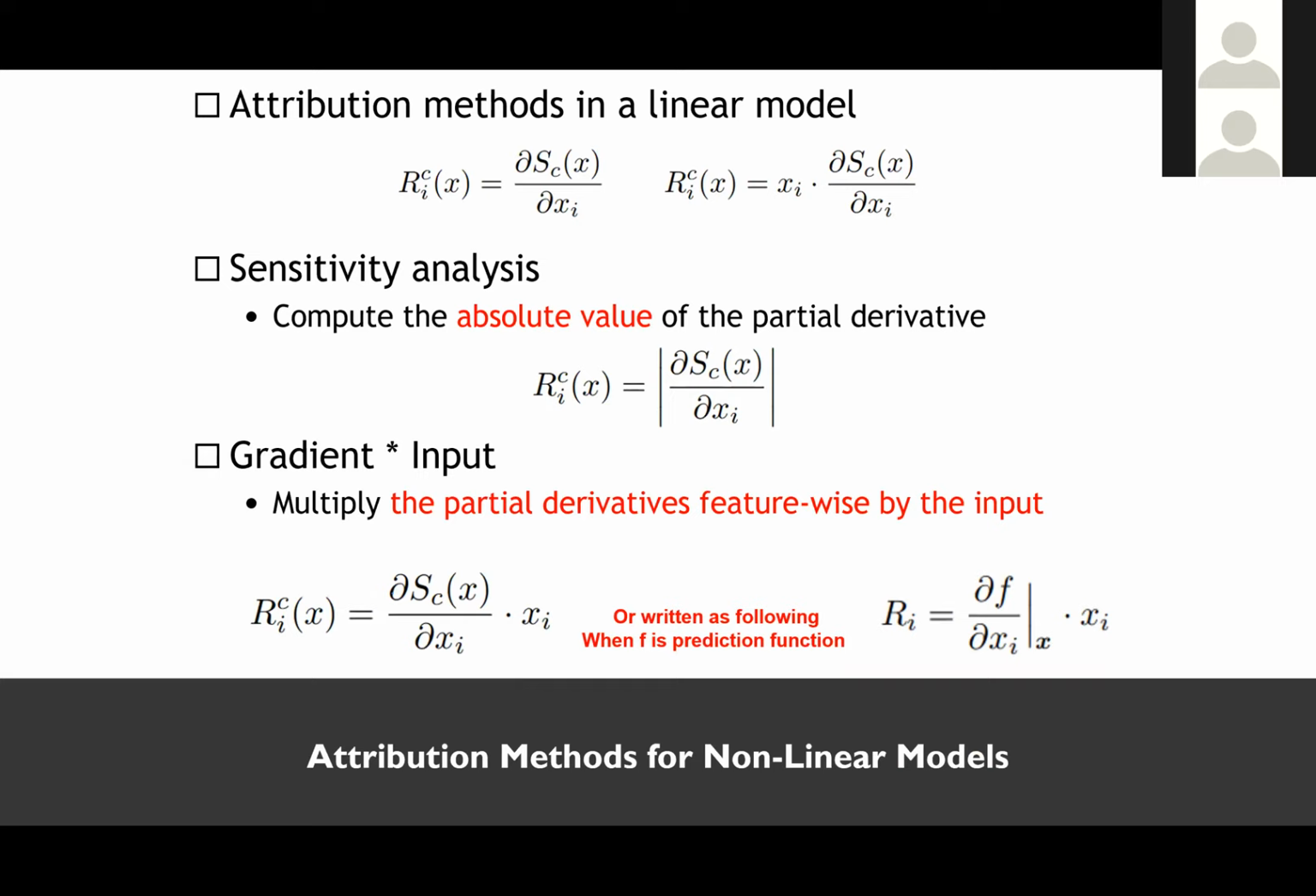So as we discussed, the typical methods that we use are taking the partial derivative as attribution, or input times partial derivative as attribution. And we also typically use sensitivity analysis, which is the absolute value of the partial derivative. And we also use gradient times input for nonlinear models, so as I explained here, we have the gradient of the value of the outcome in terms of the individual input, times the input.